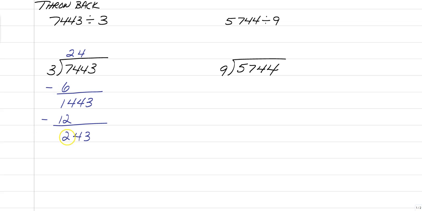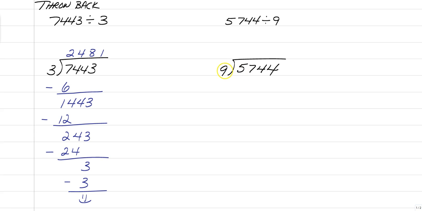How many times is 3 going to 2? None. How many times is 3 going to 24? 8 times. 8 times 3 is 24. Of course, we subtract, and we've got a 3 left. And obviously, 3 goes into 3 once, so you subtract 3, and you had no remainder. And that's a good thing, because that means 3 is a factor of 7,443.